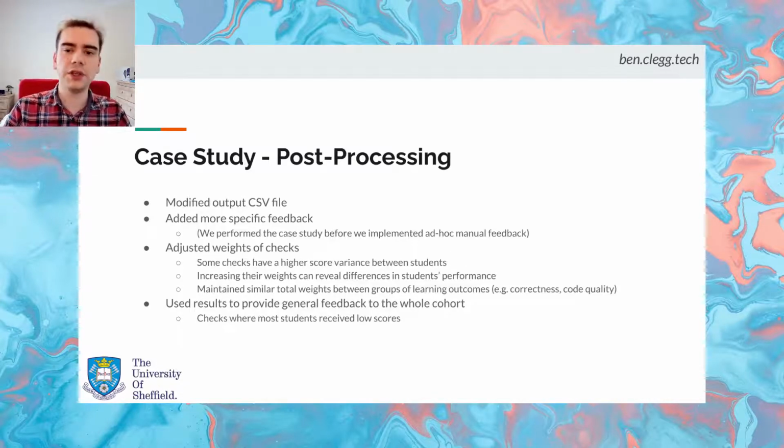The module lead also performed some post-processing on the results, using the CSV files outputted by Gradia. In these cases, she added more specific feedback for the students. This was before Gradia had the ad hoc manual feedback feature, and as such this was necessary. And she also adjusted the weights of some of the checks. For example, some checks produce a higher variance of scores between different students, and therefore increasing the weights of these checks can help to reveal differences in students' performance in their final grades.